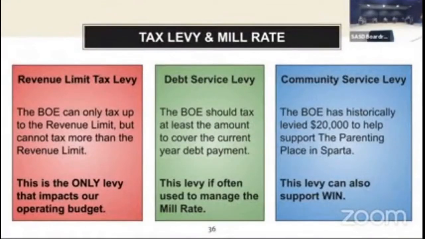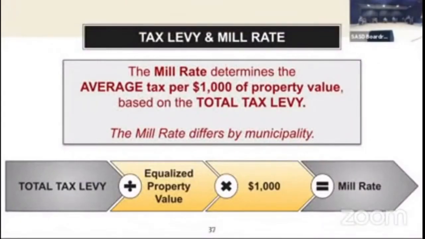So again, going back to the 3 pieces of the levy, the revenue limit tax levy in red, we just covered, and this will be historically low this year. The debt service levy, I have a proposal that would be adding more to that levy, and same with the community service levy. Next slide, please. And then your mill rate's a direct correlation from your levy following this formula at the bottom.